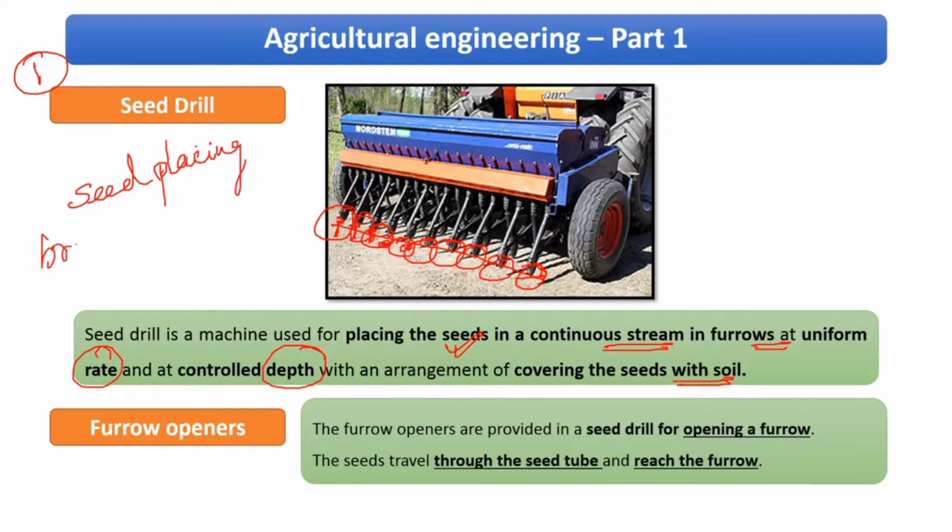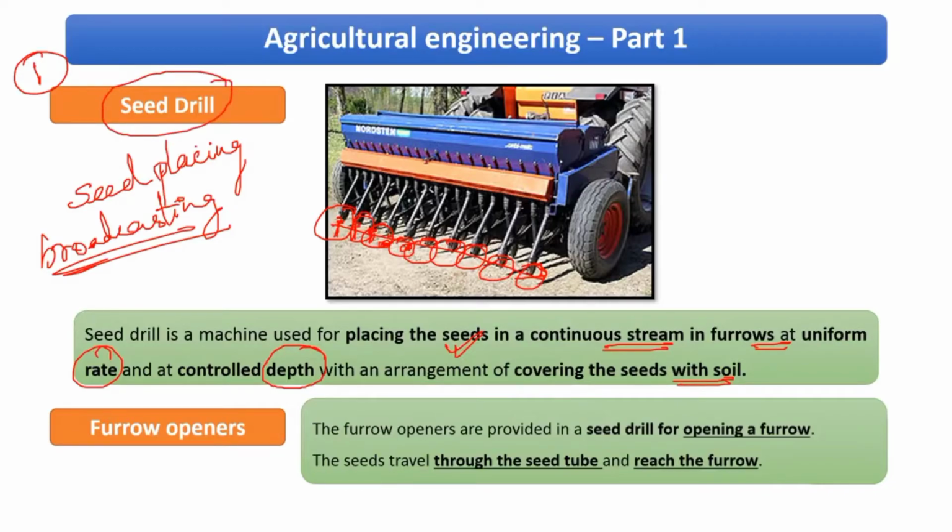Normally, if you talk about seed placing methods, there is a very conventional method that is used, which is called broadcasting. Broadcasting means you are randomly scattering the seeds on the field. Now when you compare broadcasting with the seed placement which is done using a seed drill, how much difference do you see?